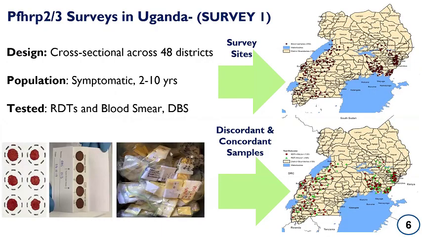In Uganda, we have done 2 surveys so far. Survey 1 was done in 48 districts of the country, and the map I show on top right shows the regions and the distribution of sites where we collected these samples. Thousands and thousands of samples were collected from symptomatic children aged 2 to 10 years. We used HRP2 RDTs and blood smear microscopy to screen these samples. The map I show on the bottom right shows the discordant samples, discordant between RDTs and microscopy.